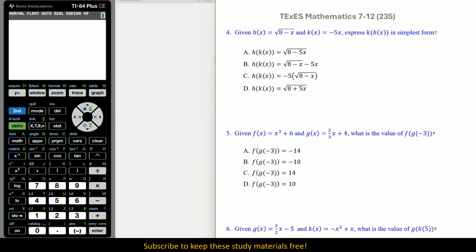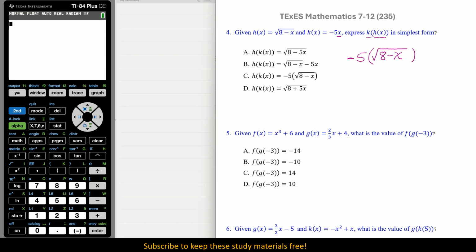Number 4, given h of x equals the square root, okay, this is just like number 3 that we just did. But the huge difference I see is it says express k of h of x. So the composition is the other way around. What we need is to start with k on the outside. So that's minus 5, and then parentheses so we can put h in the parentheses, which is going to replace, as you see, our x. So under the radical, we have 8 minus x.